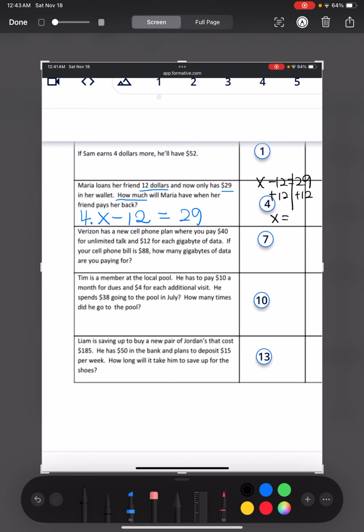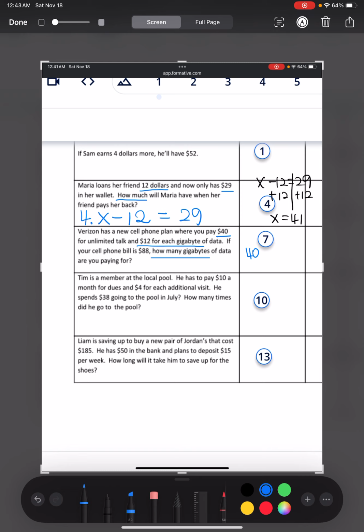Now I'm looking at number 7. Verizon has a new cell phone plan where you pay $40 for unlimited talk. So $40 is the basic fee for unlimited talk. And then each gigabyte you're paying $12. And the last sentence is telling you what it's asking, how many gigabytes. So each gigabyte becomes X.